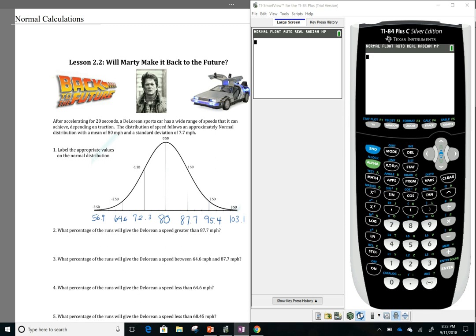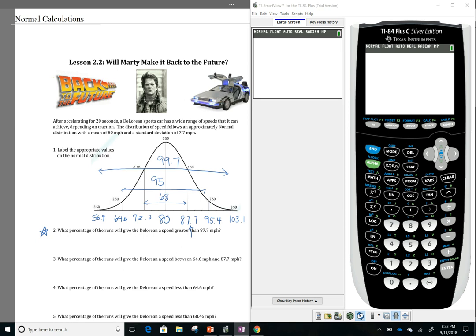It says, what percentage of runs will give the DeLorean a speed greater than 87.7? So when I'm answering this question, I see that 87.7 happens to be on the normal chart, so I don't actually need to perform any normal calculations if I know that I have my standard normal distribution. In my normal distribution, 68% fall around 1 standard deviation, 95% fall within 2 standard deviations, and 99.7% fall within 3 standard deviations.